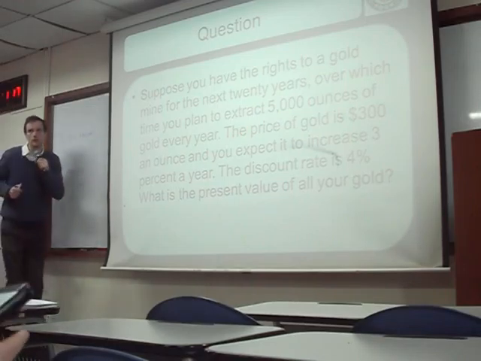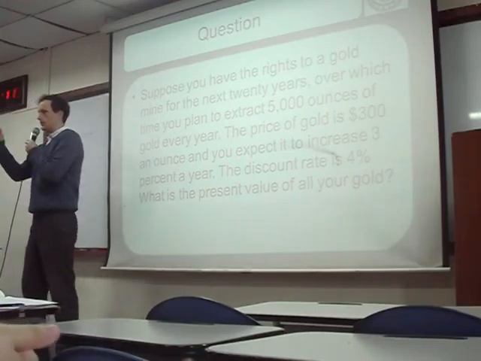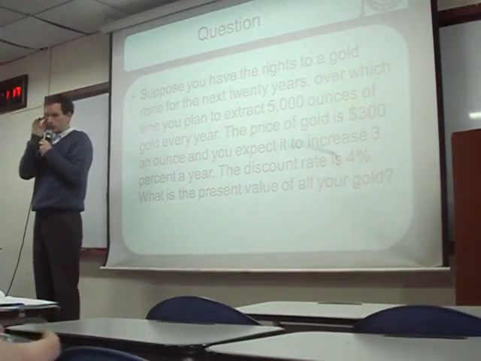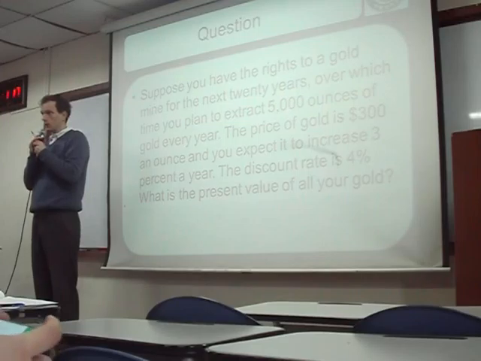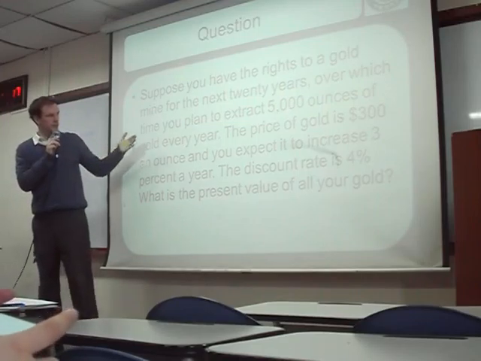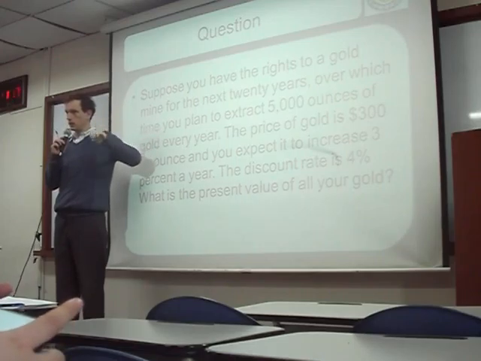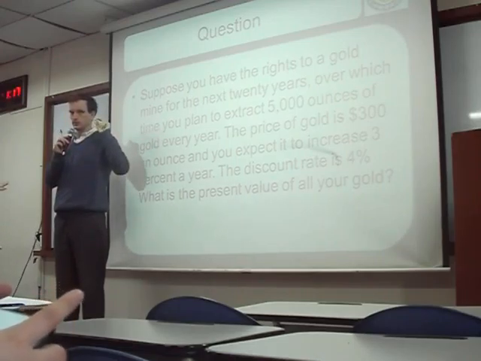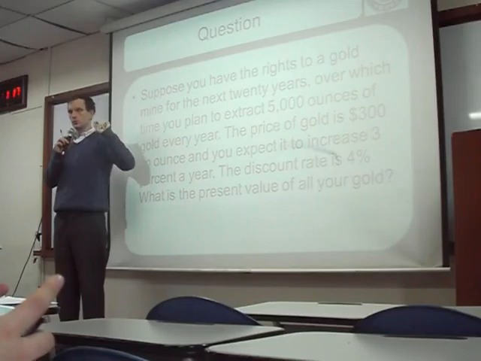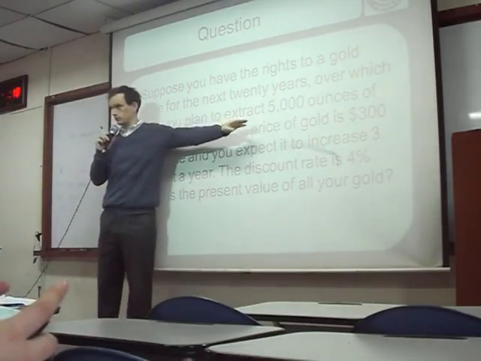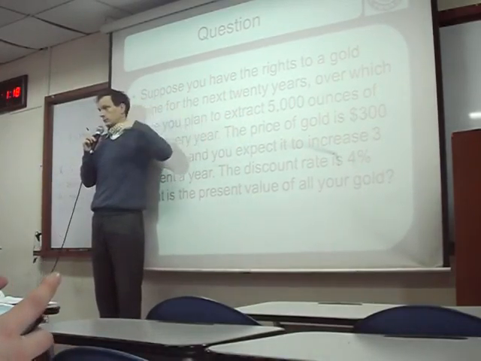About annuity. Annuity is when you get the same amount of money every year. Okay? So I have a gold mine and I'm going to get the same amount of gold every year. At least I estimate. Okay? I have the same amount of workers, the same amount of machinery, so I'm going to get this much gold every year. Okay? And sell for this much money.